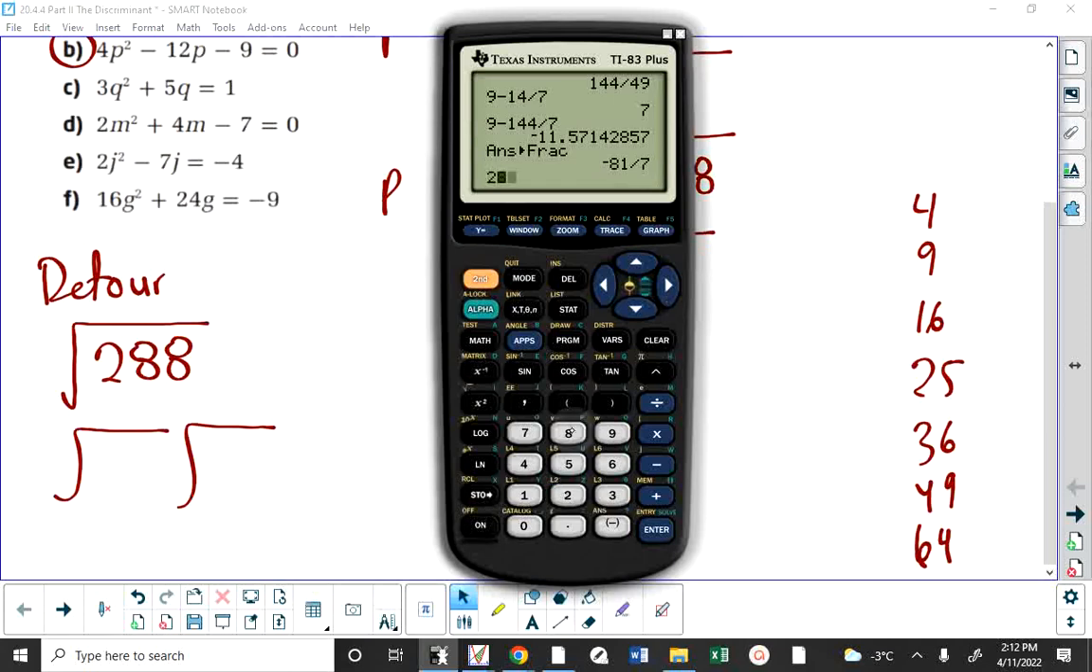I would go, well, what's 288 divided by 4? And I get 72. Sometimes you can just be spinning your wheels trying to find that perfect square that's as big as possible, and that's what's happening here. You keep going further and further. So what I would recommend is, do you have a number that's a perfect square that divides into 288? Bigger the better, but it doesn't have to be.